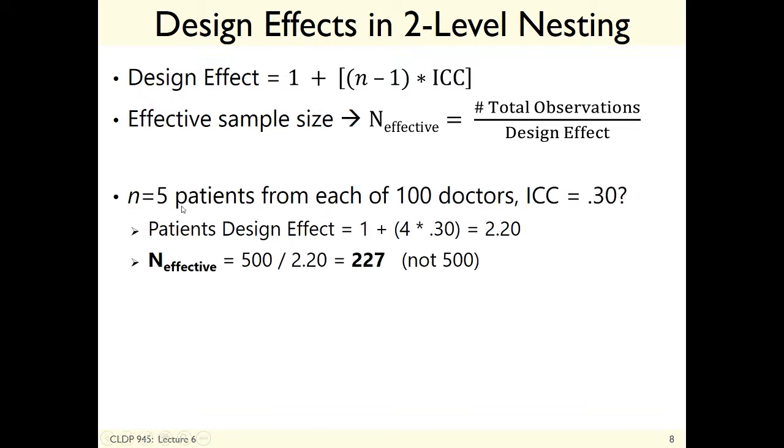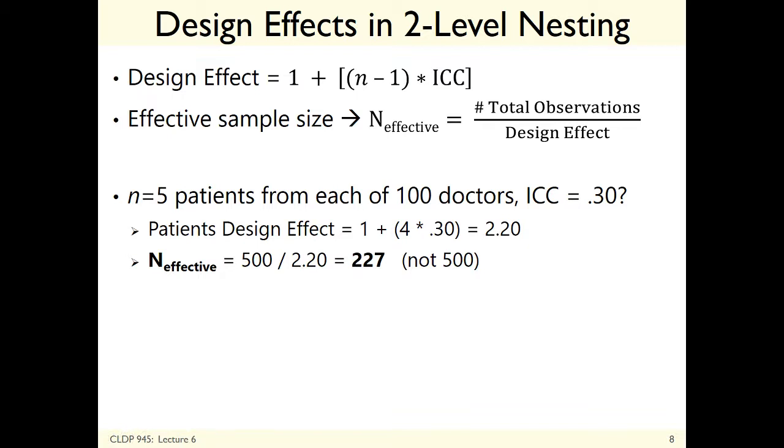So for instance, let's say that I recruit 5 patients from each of 100 doctors and I have an intraclass correlation of 0.3. So 30% of the variation has to do with which doctor. So you would think that I have 500 patients. That seems like a lot of power to detect patient-level predictors. But the design effect works out to be 1 plus level 1 sample size minus 1 times intraclass correlation, which is 2.2. 500 divided by 2.2 is my effective sample size.